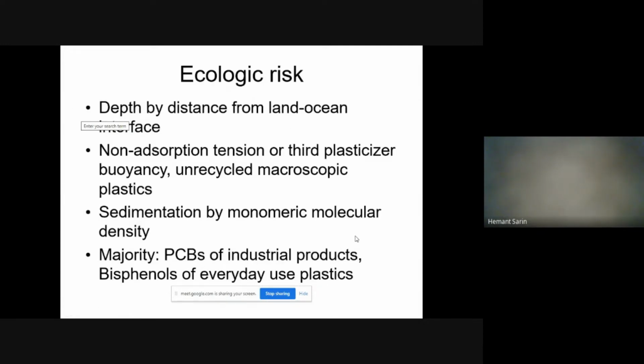These are high ecologic risk through the chain of organisms. They accumulate, and this varies by depth and by distance from the land-ocean interface.